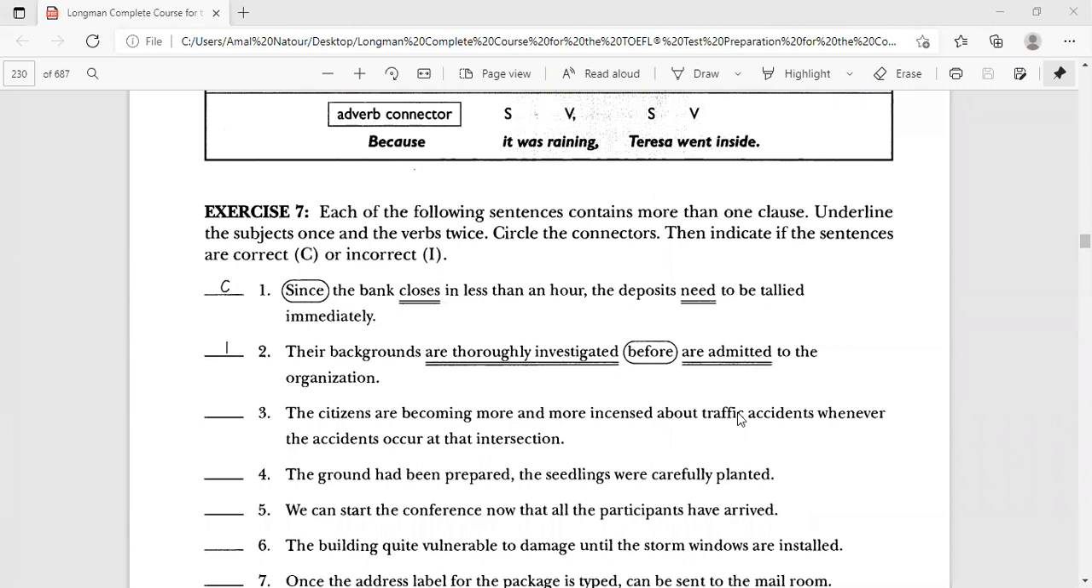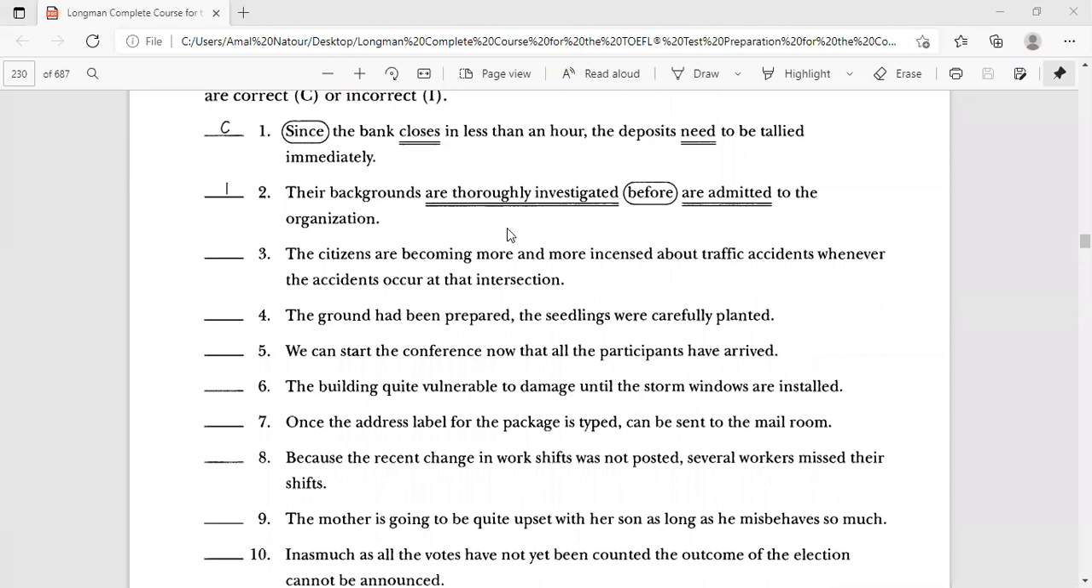Yes. Okay. Now let's see these sentences if they are correct or incorrect. Let me do the first two, and I will give you time to do the rest of them.